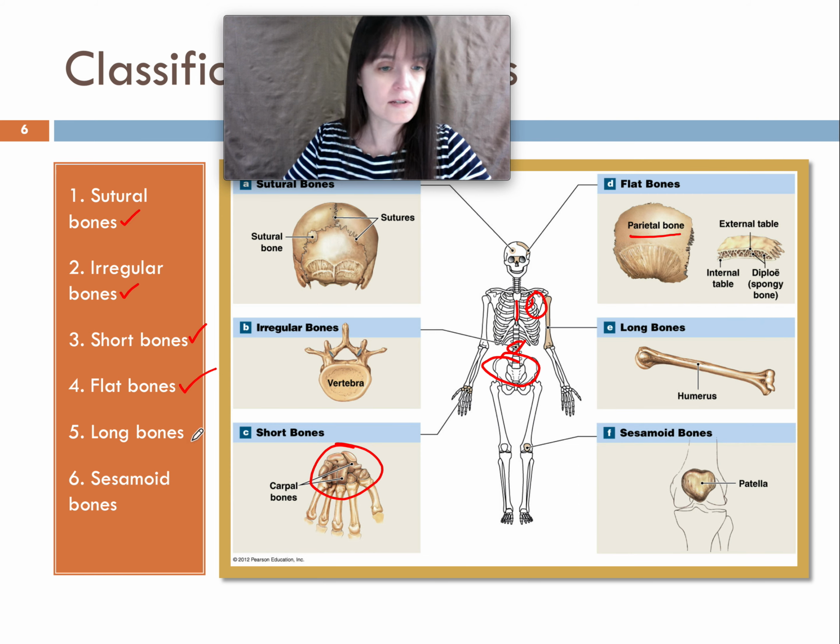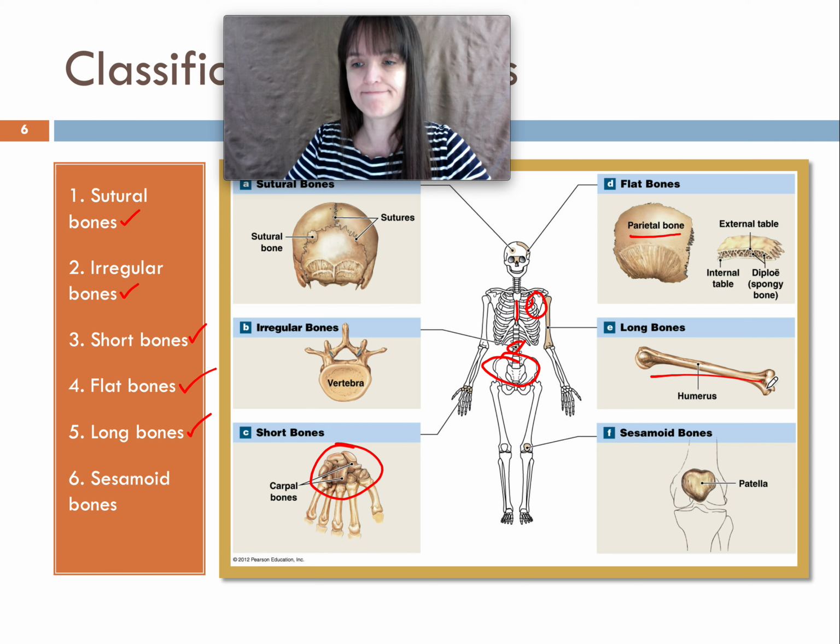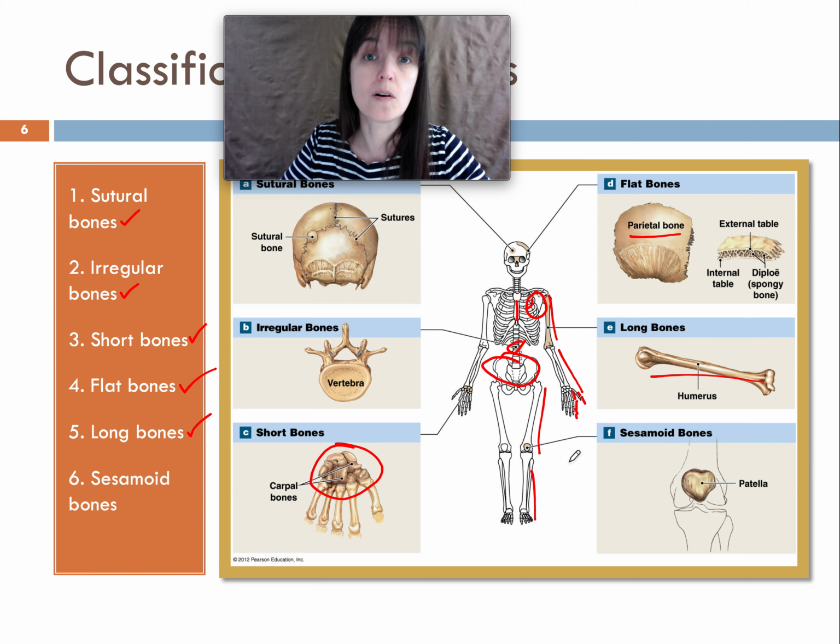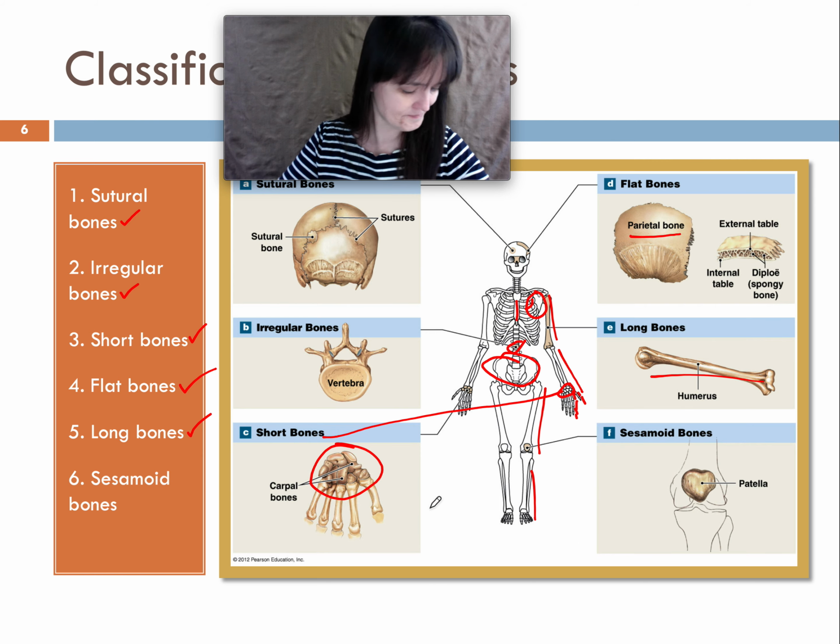Okay, we're on 5, long bones. The long bones are long, so these are basically your limb bones. And your finger bones, your metacarpals and the 3 phalanges on each finger, count as long bones, although the wrists were short bones.